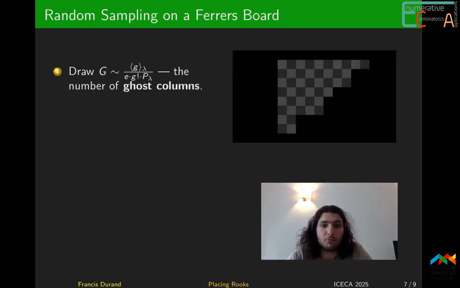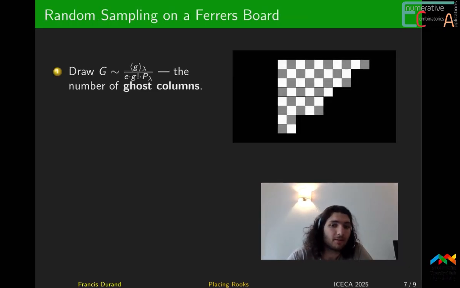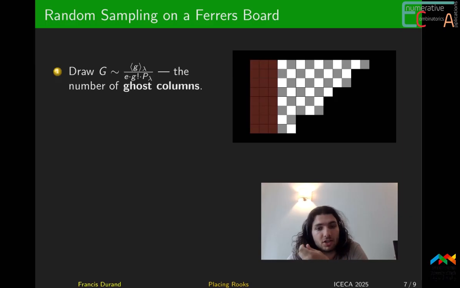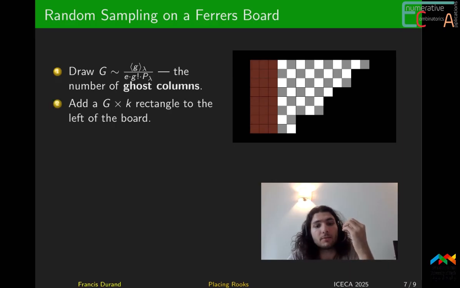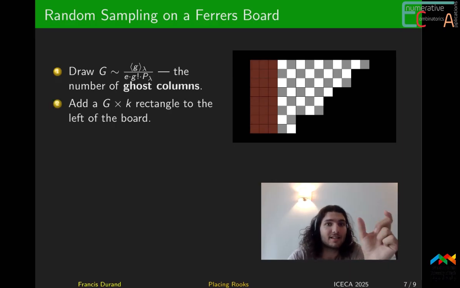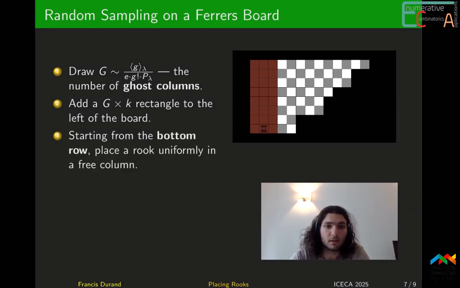With a similar enumeration formula and a similar algebraic identity, we can state a similar algorithm to sample non-attacking rook placements on a Ferrers board. Once again, the algorithm starts by sampling G, the number of ghost columns, and adds G ghost columns to the left of the board. Here, G is equal to 3.